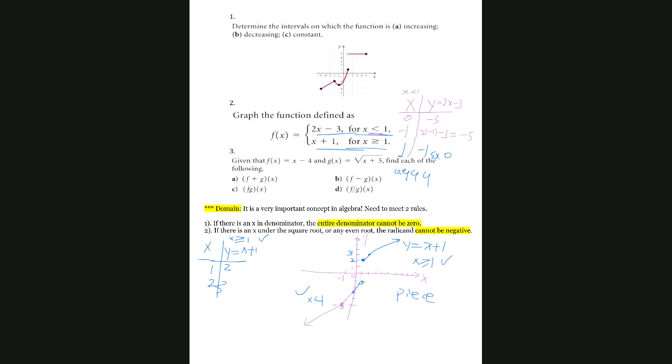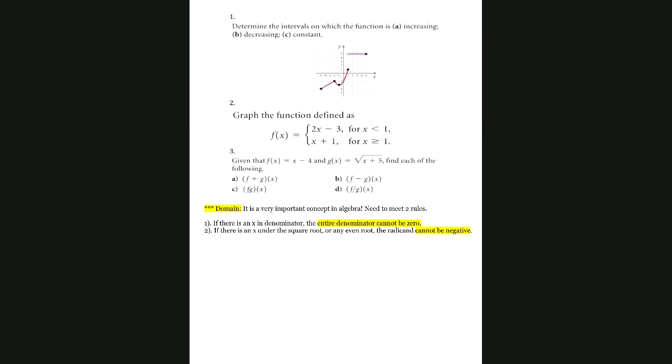Okay, so that's how to graph the piecewise function. This is in chapter 2 already, okay? All right, let's go ahead and look at section 2.2 in here. That is about the function calculation, and I want to talk about the domain, okay? Domain is a very, very important concept in algebra. Pretty much every chapter in here, you're gonna have to consider the domain. But domain actually is not that difficult. You only need to meet 2 rules. I already listed them in here.